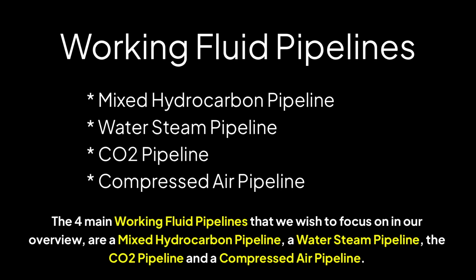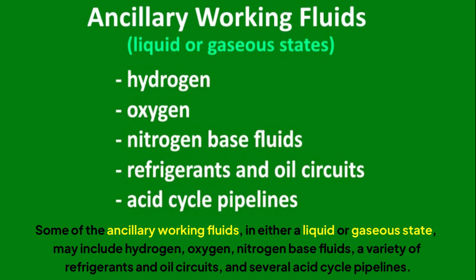The 4 main working fluid pipelines that we wish to focus on in our overview are a mixed hydrocarbon pipeline, a water-steam pipeline, the CO2 pipeline, and a compressed air pipeline. Some of the ancillary working fluids, in either a liquid or gaseous state, may include hydrogen, oxygen, nitrogen-based fluids, a variety of refrigerants and oil circuits, and several acid cycle pipelines.